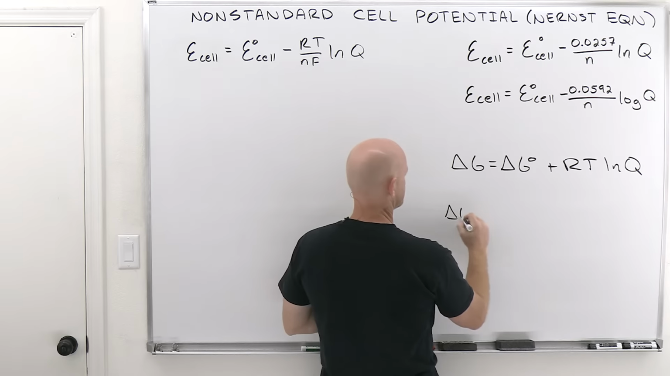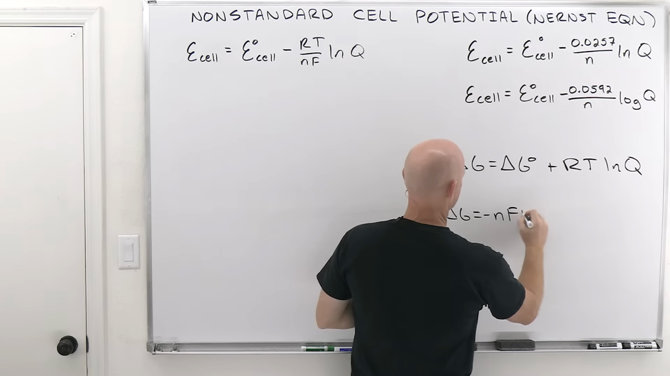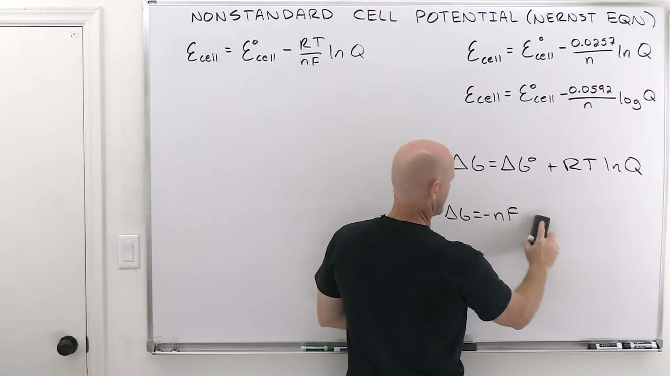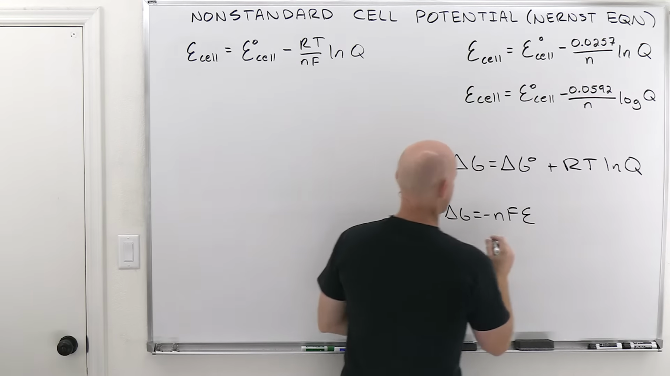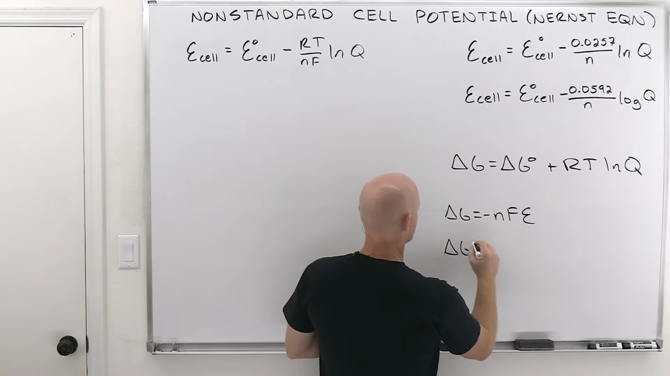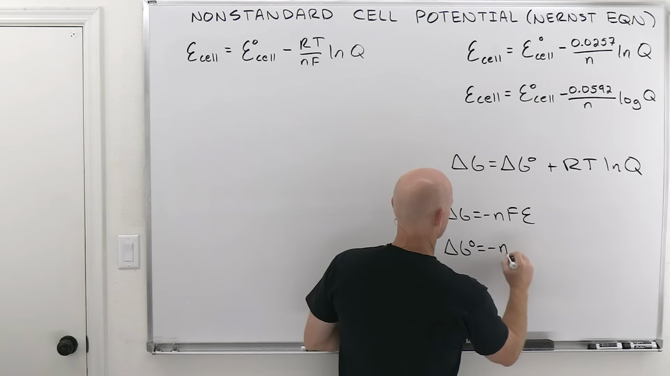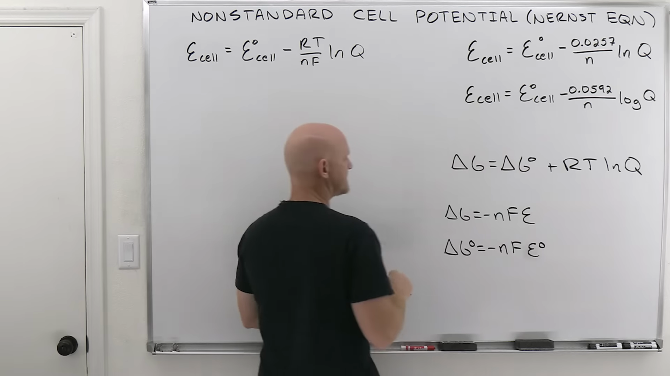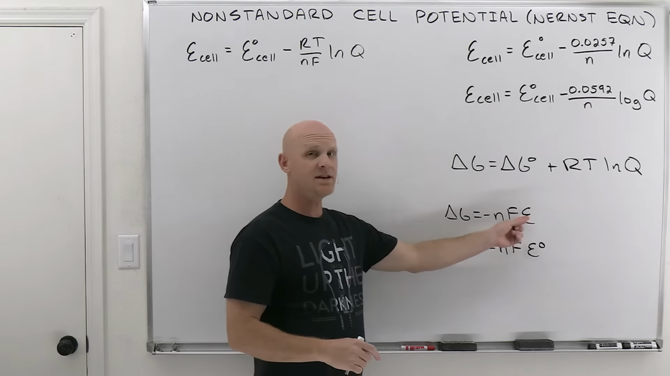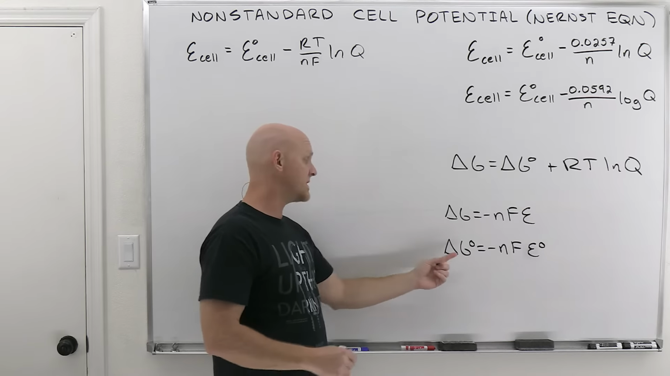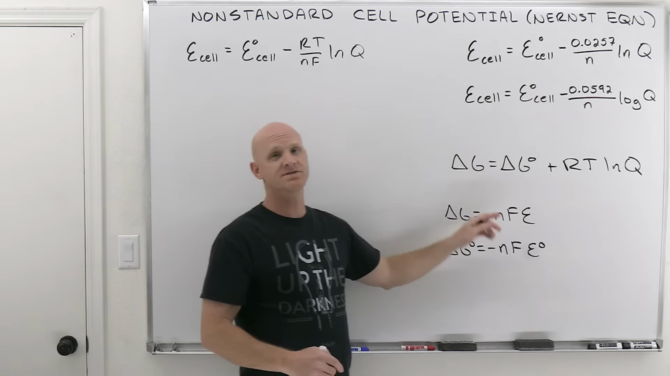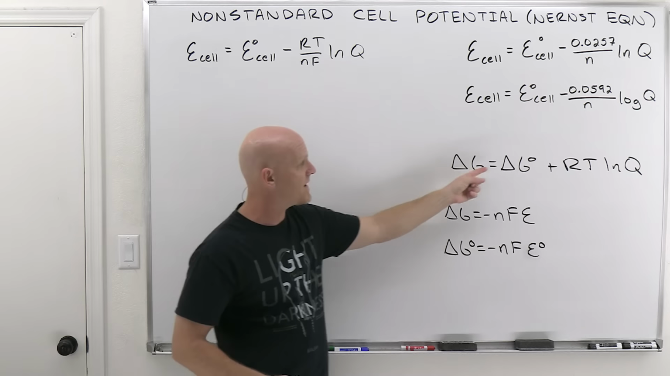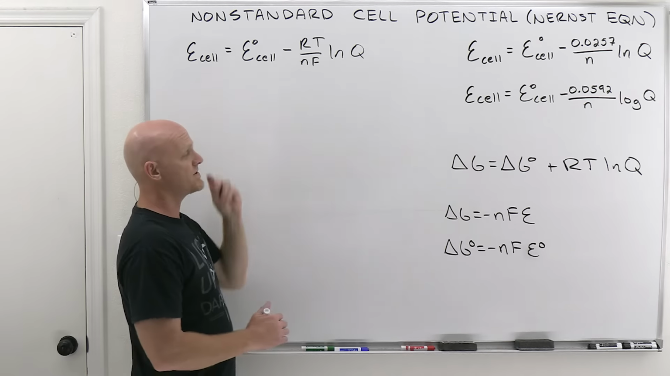G equals negative NF E, where E here is the E cell, and maybe I'll just put that with the epsilon to kind of match things up here. And you could do it both under standard or non-standard conditions. Under non-standard conditions, it's delta G that's related to E, or delta G standard is related to E standard. So if we substitute both of these in for delta G and delta G standard right in this equation, that's kind of where the Nernst equation comes from.